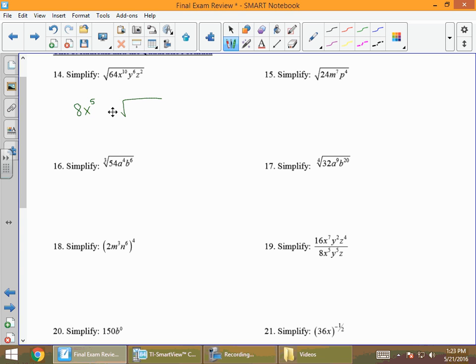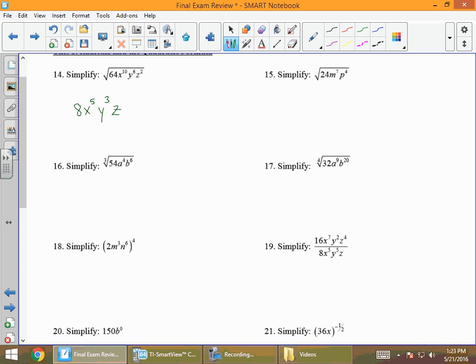Y to the 6, so if I do 6 divided by 2, that's 3. And z to the second, 2 divided by 2 is z to the 1. And then you'll notice that I have nothing left to put in the radical, so I can just take the radical off. The simplification is 8, x to the 5th, y to the 3rd, z.